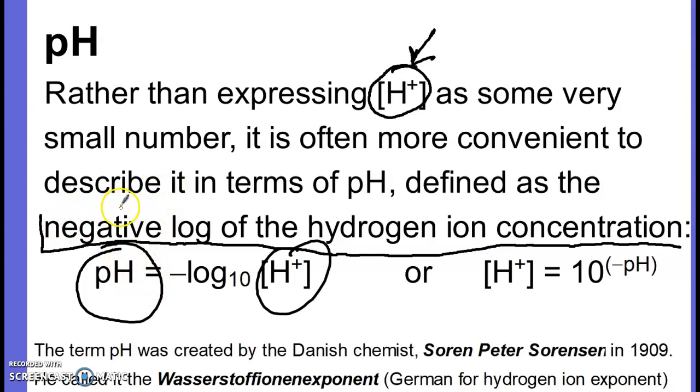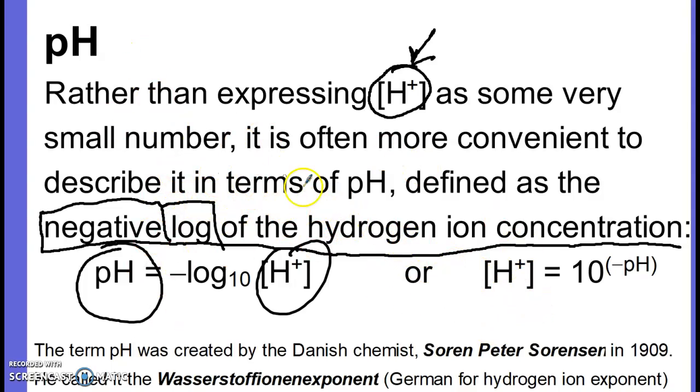Okay, it's a negative logarithmic scale. That's why a more acidic is lower, because it's negative, right? And it just doesn't get more acidic by individual units, right? A pH of 0 is exponentially more acidic than a pH of 7, right? It's a logarithmic scale, okay?